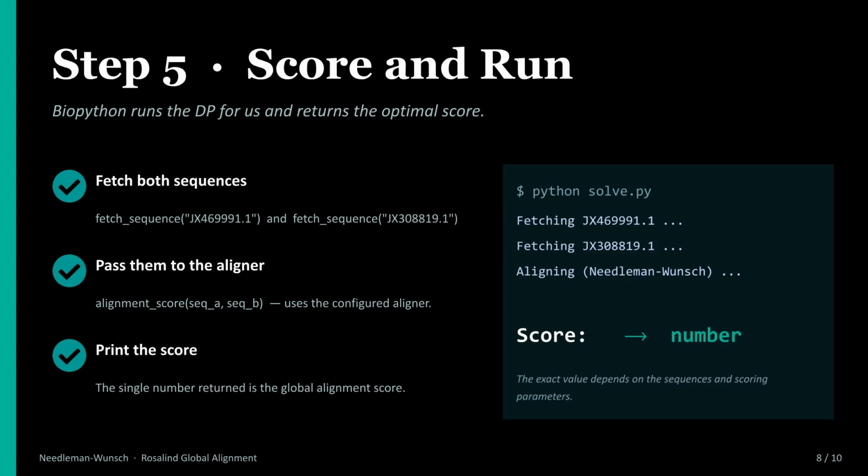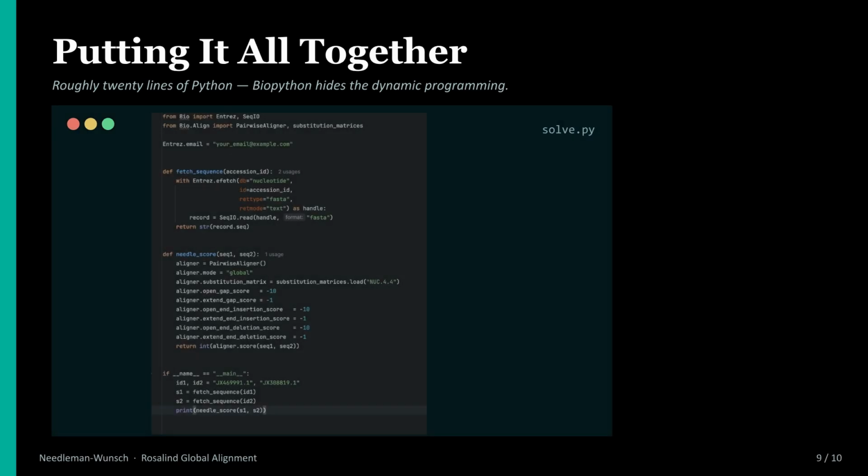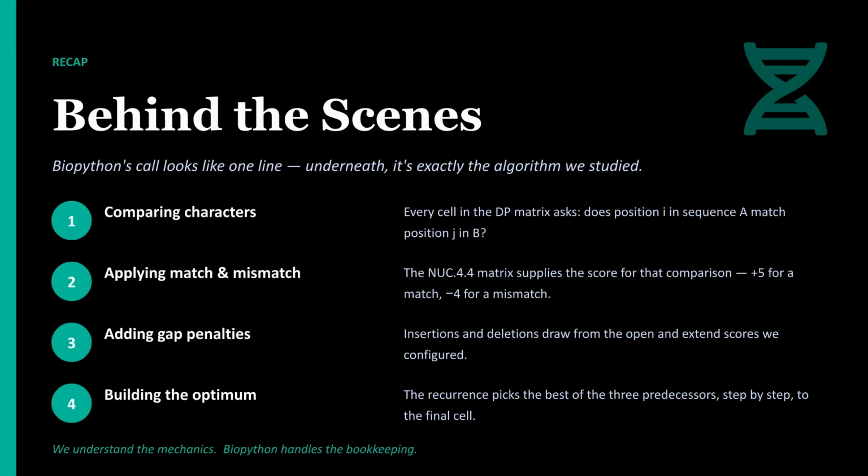Finally, in the main part of the program, we define the two accession IDs. We fetch both sequences using our helper function. Then we pass those sequences into the alignment function and print the final score. So overall, this solution combines two ideas: fetching real biological data from NCBI and applying the Needleman-Wunsch algorithm using Biopython.